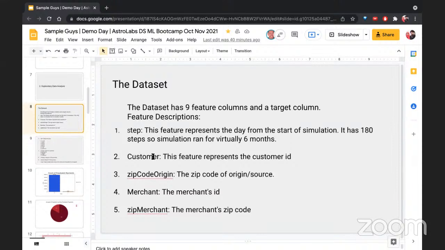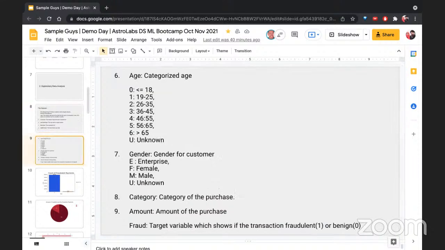So the features are step. This feature represents the day from the start of the simulation, and it has 180 steps. So the simulation ran for virtually 6 months. And the next feature is customer. This feature represents the customer ID, and we have zip code origin of the source and the merchant ID. And we do have the merchant zip code.